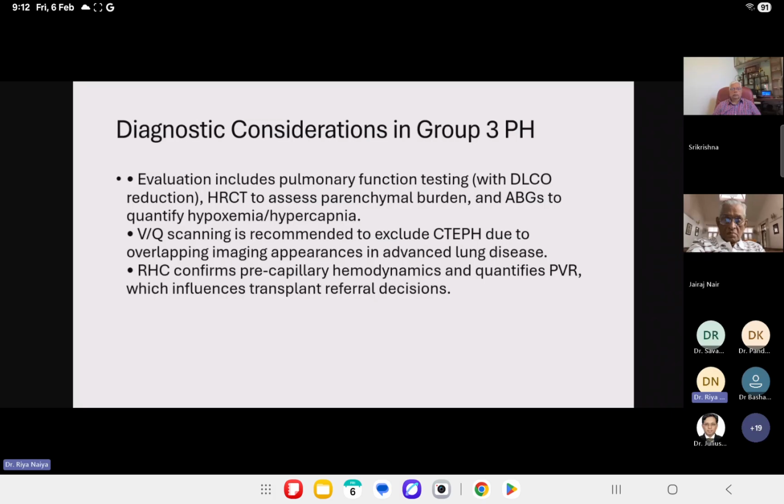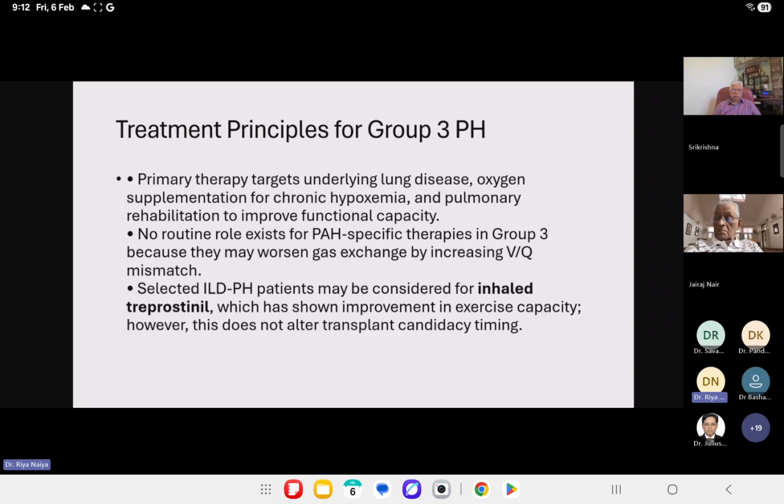How do we go about treating these patients? The primary therapy would be to treat the underlying lung disease, oxygen supplementation for chronic hypoxemia, and pulmonary rehabilitation to improve functional capacity. There is no role for PAH-specific therapies in group 3, and they may worsen gas exchange by increasing the VQ mismatch. In selected ILD-PH patients, inhaled treprostinil may be considered, which has been shown to improve exercise capacity. However, this does not alter the transplant candidacy timing.